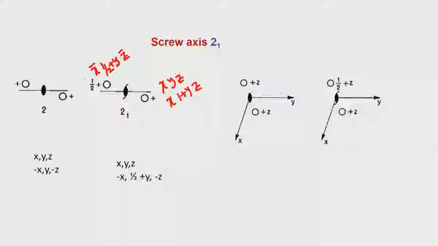When we say the 2_1 axis, we rotate by 180 degrees and the translation is 1 divided by 2. So it is a half translation, half the unit cell, along the axis of rotation. It may be in the y direction, it may be in the z direction, it may be in the x direction. So suppose what happens if it is in the z direction.